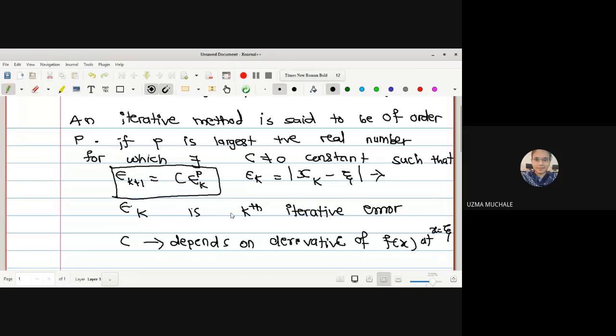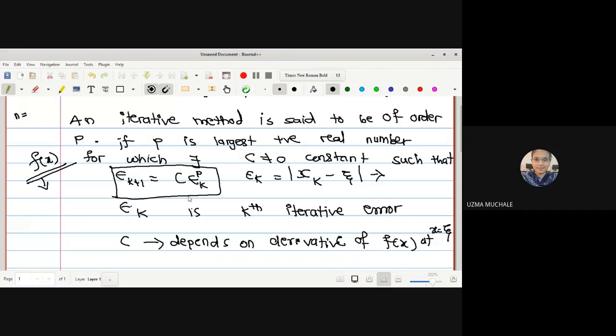Epsilon k is the kth iterative error, and what is the value of C? C is some constant which depends on the derivative of the function f of x at x equal to zeta, because all these things are related to your function f of x, whose root we are finding by using an iterative method. Iterative method means we are going to have a number of steps, say 5, 4, and so on. That means a step by step procedure to find the root of our equation.